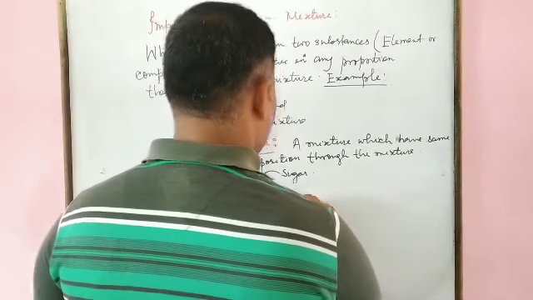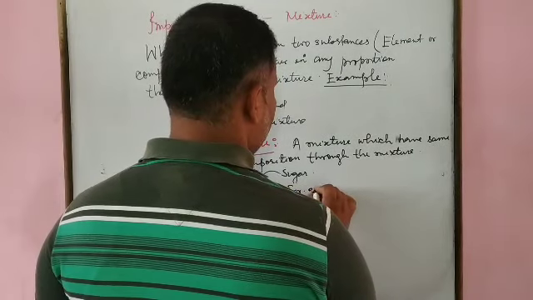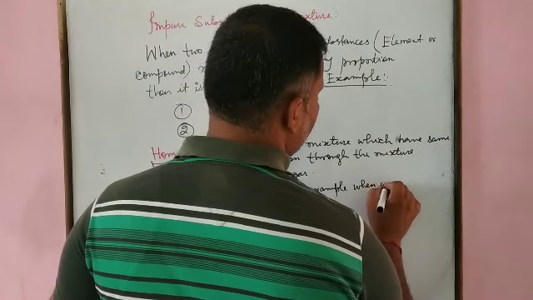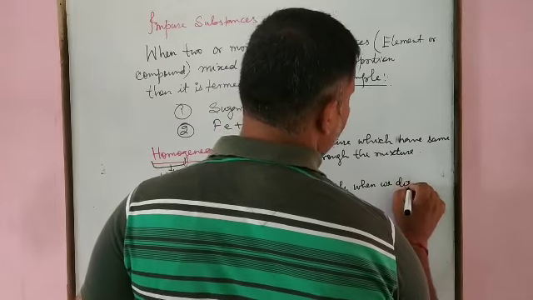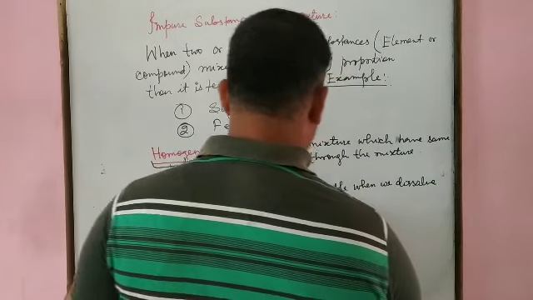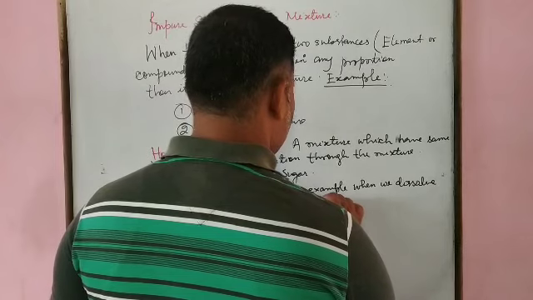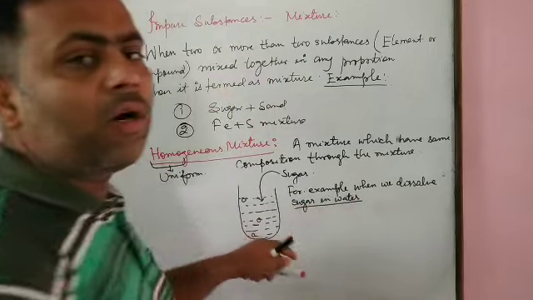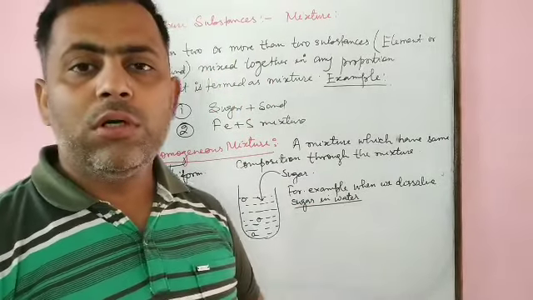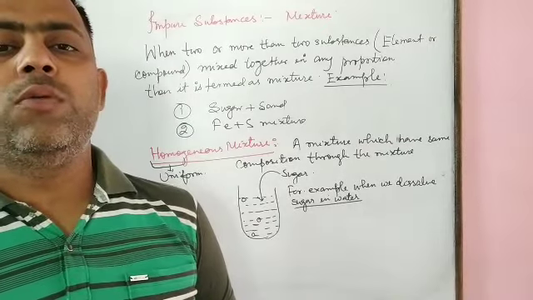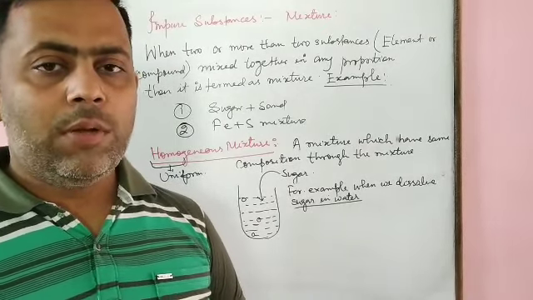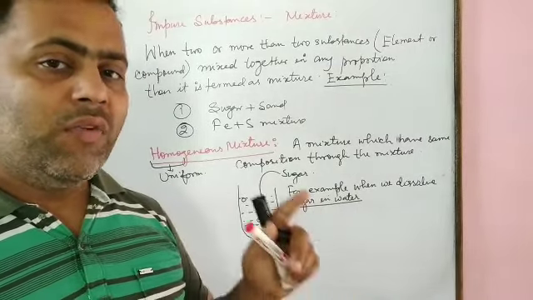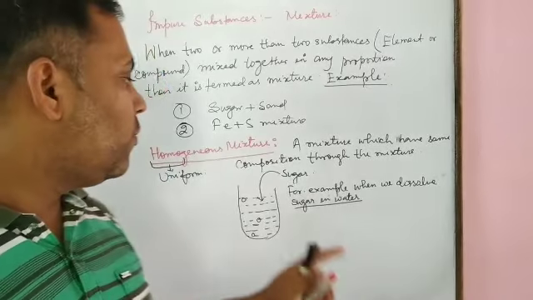For example, when we dissolve sugar in water. Sugar in water is an example of a mixture because you can mix any quantity of sugar in any volume of water. It means the proportion of water and sugar is not fixed. If it is not fixed, then it is an example of a mixture.